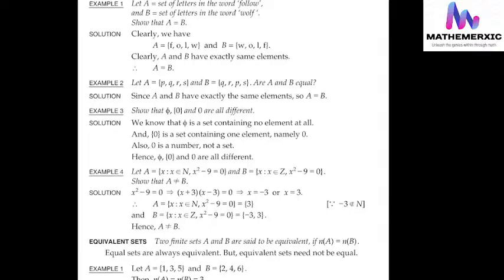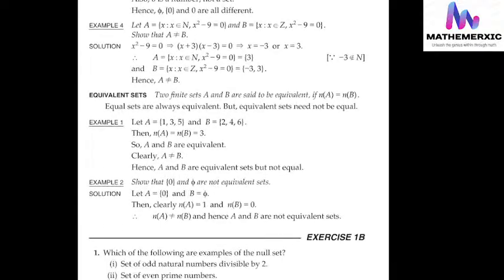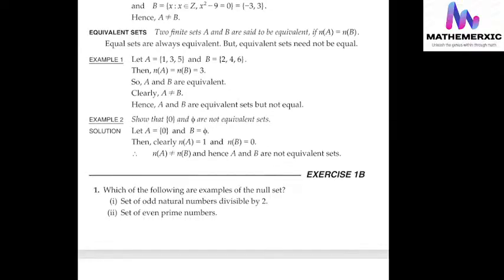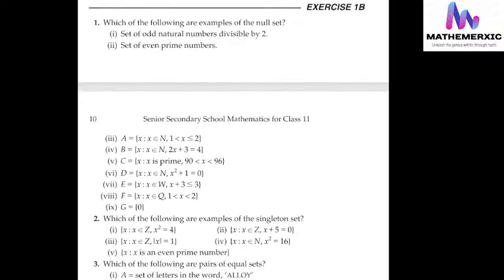Phi is a set containing no elements at all. So it is a set having no elements. And 0, when we keep it in brackets, is a set with one element, that is 0. Hence, it is neither equivalent nor equal. So let us move ahead.